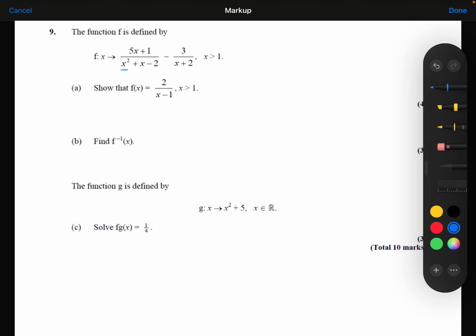First thing I'm going to do is factorise my denominator here. So I'm going to rewrite f of x as (5x + 1) over, I'm going to have an (x + 2) and an (x - 1).